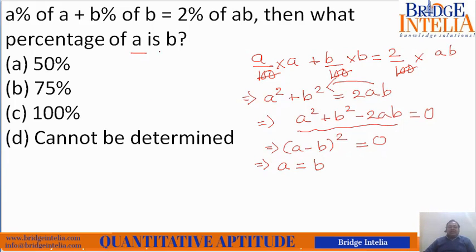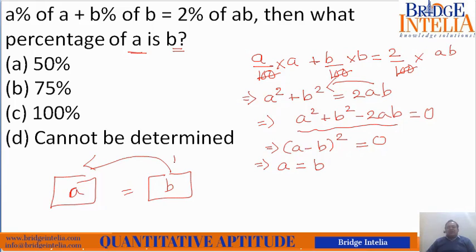So both are equal. If two things are equal, this is A, this is B, and they are equal. So what is the question? What percentage of A is B? So B is what percentage of A? They are equal, 100%. So let's move to the next one.